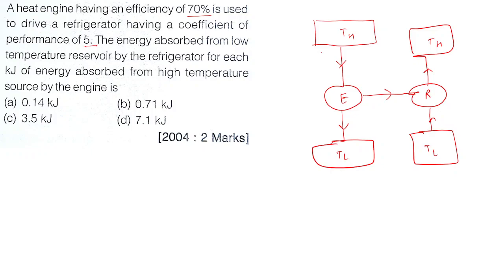In the engine, what happens? Higher to lower heat flow would be there, right? And some work it will produce, this W, and this work is used to run the refrigerator, and the refrigerator will take heat from the lower temperature to higher temperature. So they have given the efficiency of this engine as 0.7 and COP of this refrigerator as 5.